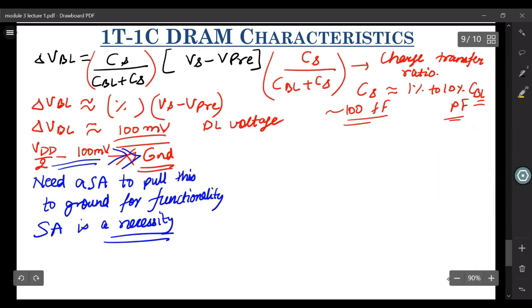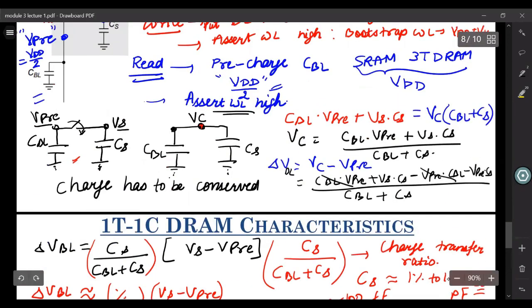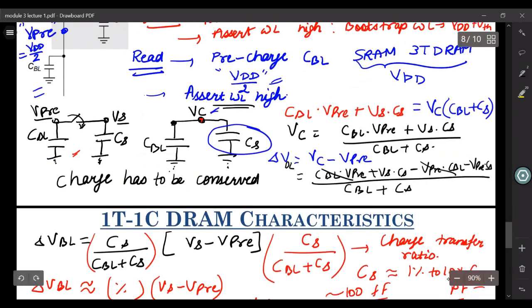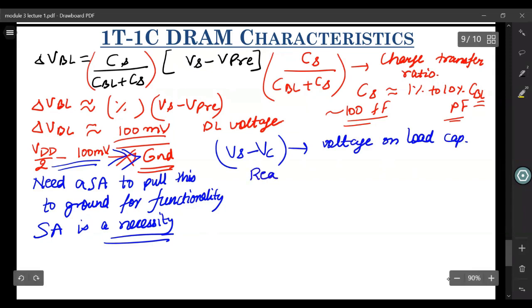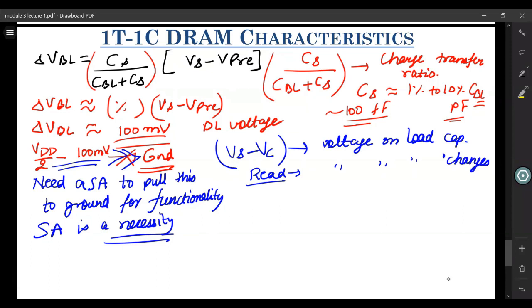Also, if you look at your Cs, after the read process, its voltage also changes to VC, and its voltage changes by Vs minus VC, right? This is the change in voltage on the load cap. So after your read, the voltage on the load capacitor changes and it settles at that value. This is called destructive read.